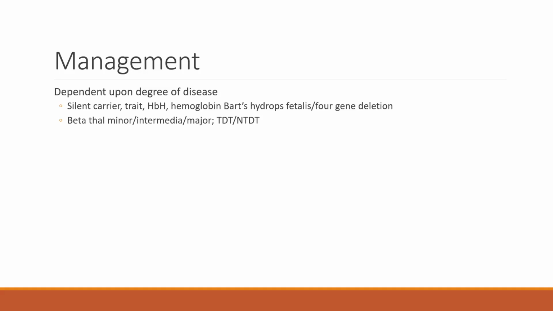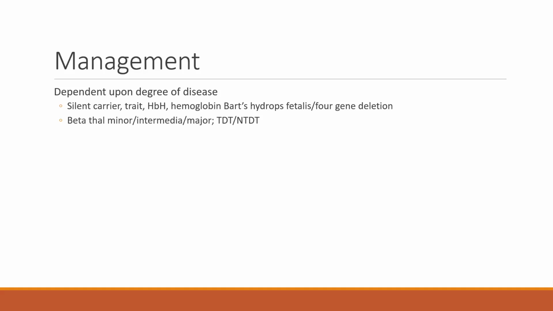Again, the caveat to that is hemoglobin Constant Spring, the non-deletional form, where those patients can have a more severe clinical course where they do require more transfusions and more support, kind of like a patient with transfusion-dependent beta thalassemia. And then there's hemoglobin Barts, which I'm going to talk about, much more severe, historically fatal in utero or shortly thereafter. And this is the 4-gene deletion for alpha thalassemia.